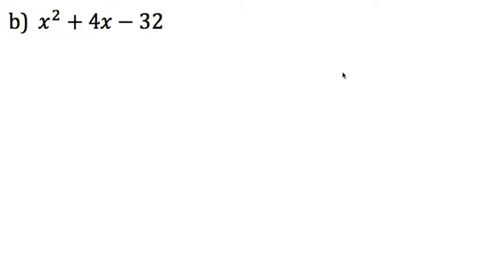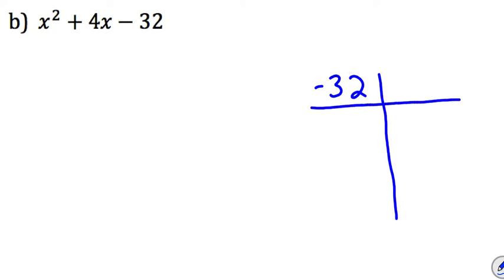All right, next. Negative 32. I need numbers that multiply to give me negative 32 and add to give me a positive 4. Okay, so multiply to give me negative 32 and add to give me 4. Now keep in mind, since our middle number is positive, all of our bigger numbers will be positive. Whatever the bigger number is here will be positive.